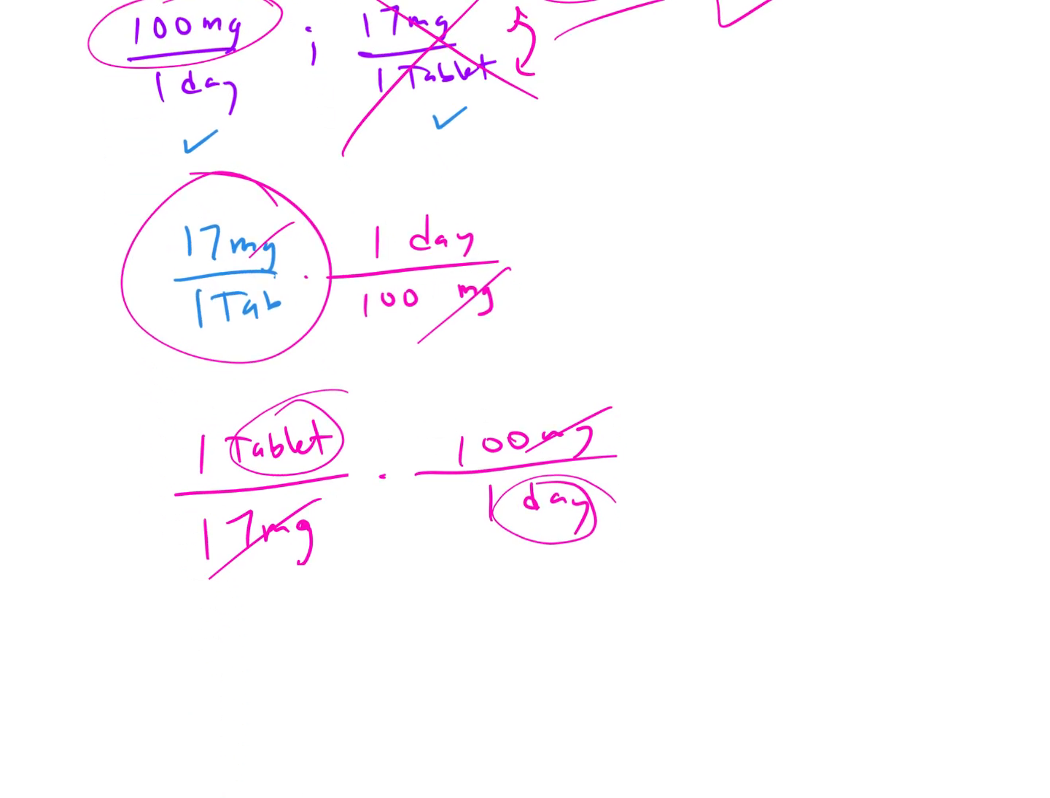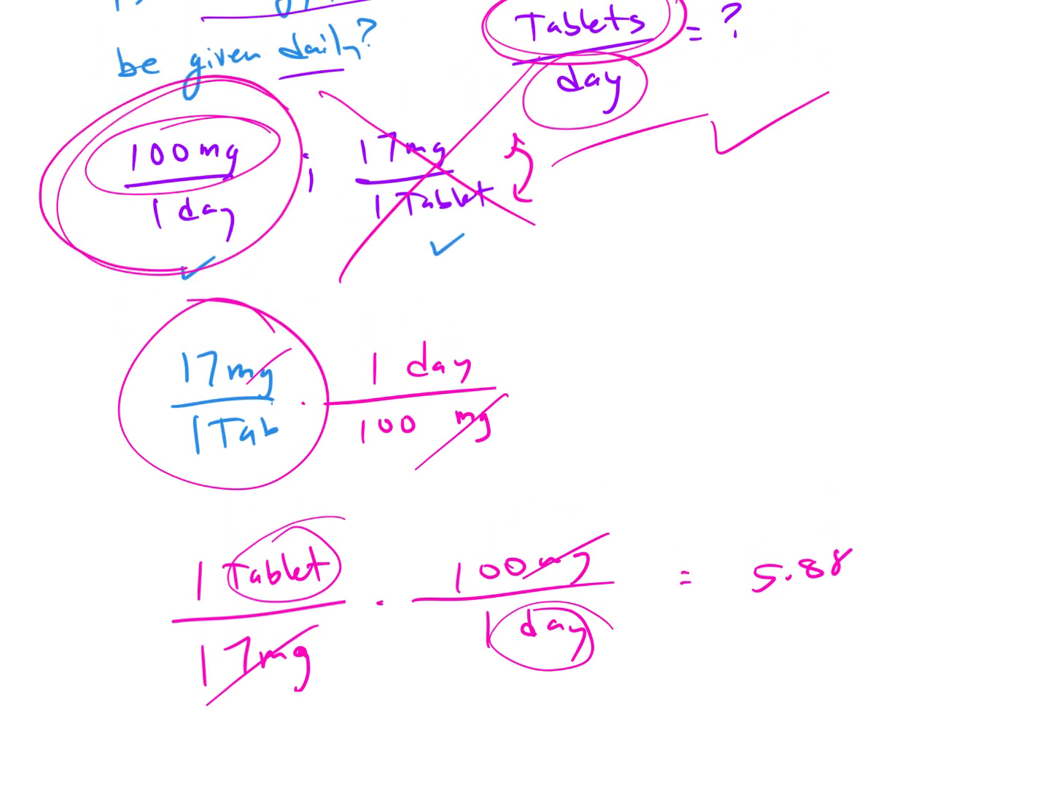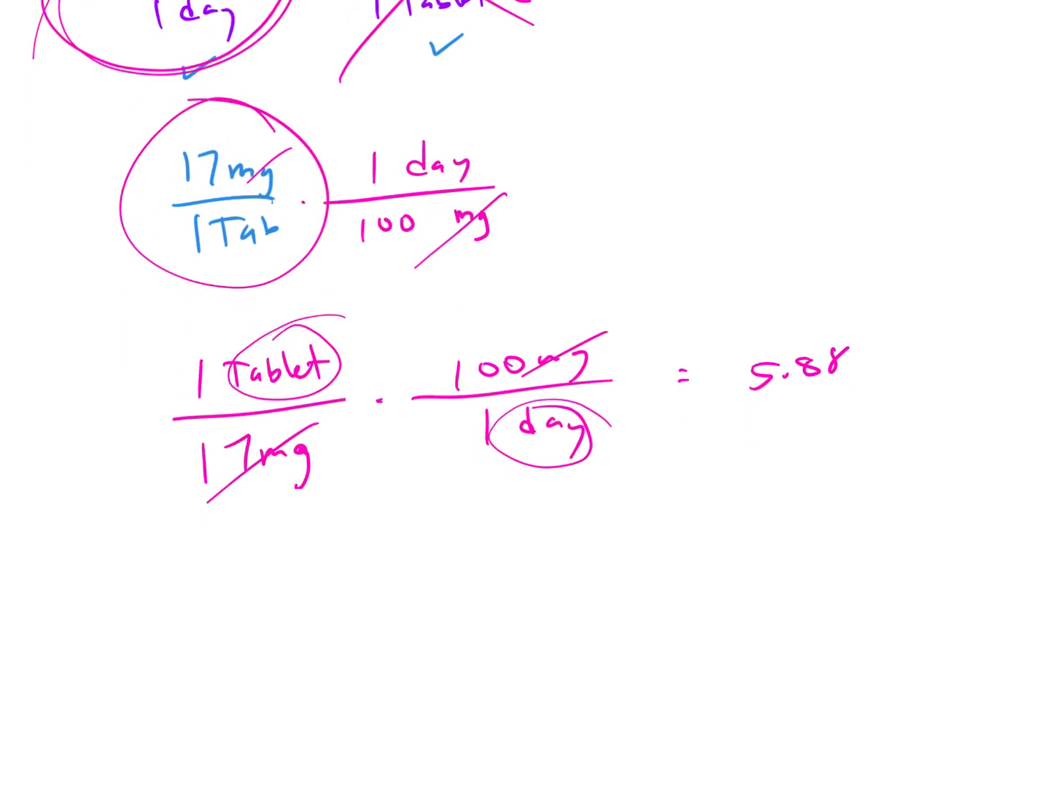Yes, you were right. 100 divided by 17, which is what? I want to know what the calculator gives us, so we round correctly. 5.88. Okay, so how many sig figs should I have in my answer? No. 1. The number 100 milligrams only has one significant figure. Oh, so should I give him 6 tablets per day?